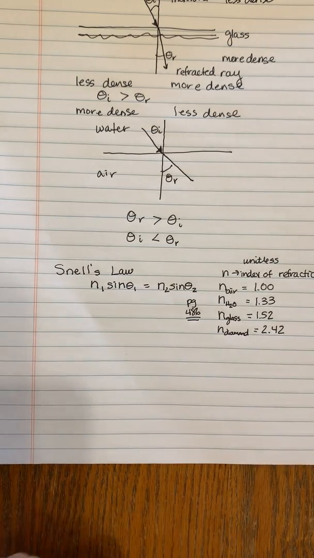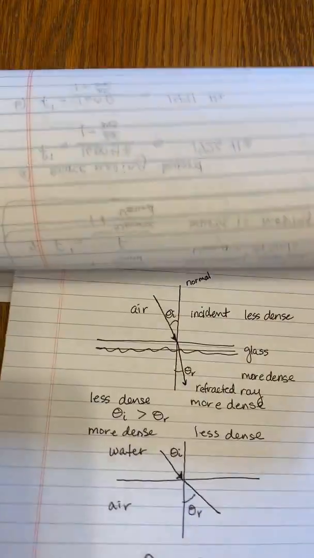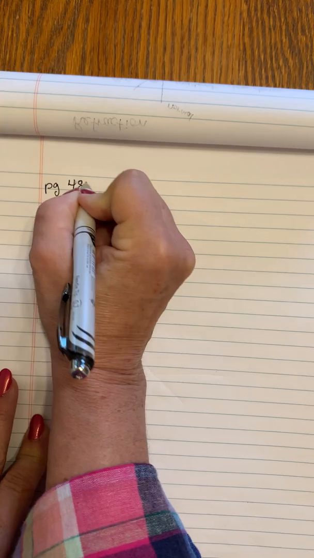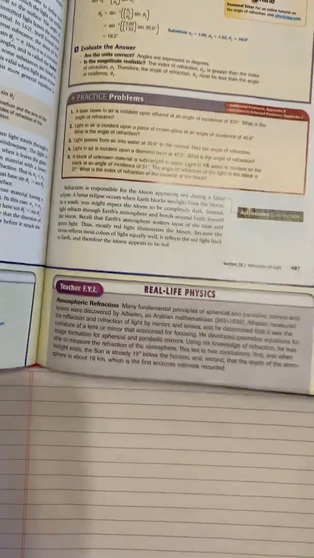So what I would like to do now is do the example problems that we have, and they are on page 487. We'll do a few of these, and then I'll assign you some to do. Page 487. I have to get there myself. Example problems. I'm going to try and put these so that you can see them as we go.